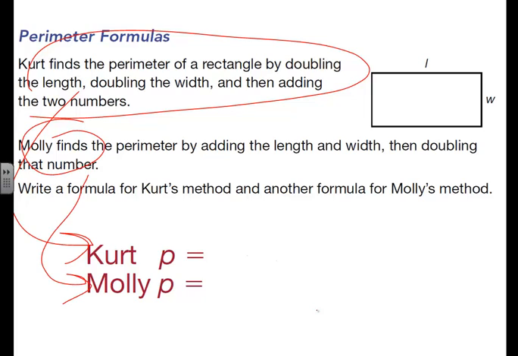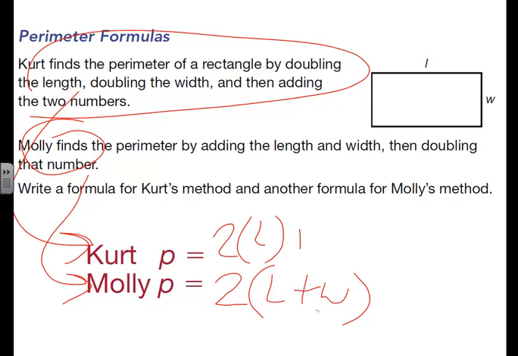Okay, I'm going to do Molly's first. Molly finds the perimeter by adding the lengths and widths together, then doubling the two. So Molly's going to do this: length plus width, and then times them by 2. Kurt is going to double the length, 2 times length plus 2 times width.